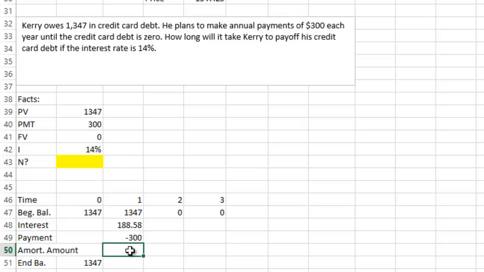That means that if he's making a $300 payment, $188 is going to be interest. The difference must be used to pay off the loan. So he's going to reduce the loan amount by $111. That means that his ending balance on that loan, or not the ending, but after he's made his payments, is going to be $1,235.